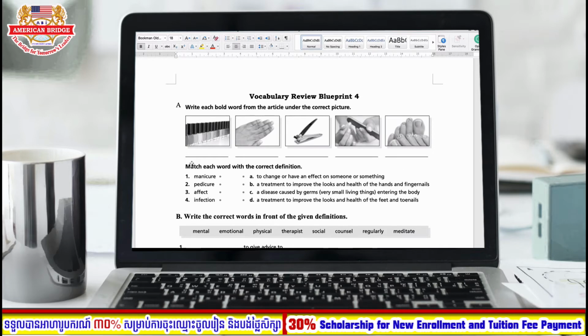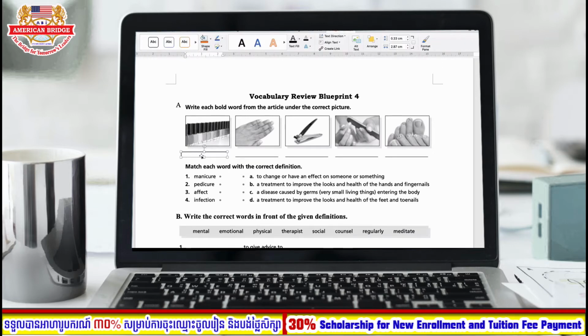So the first one, as you can see, it is a product. So what is it? Okay, let me insert a text box. Okay, this one we call nail polish. Nail polish is a product that you use to give your nail a color. We call it nail polish.